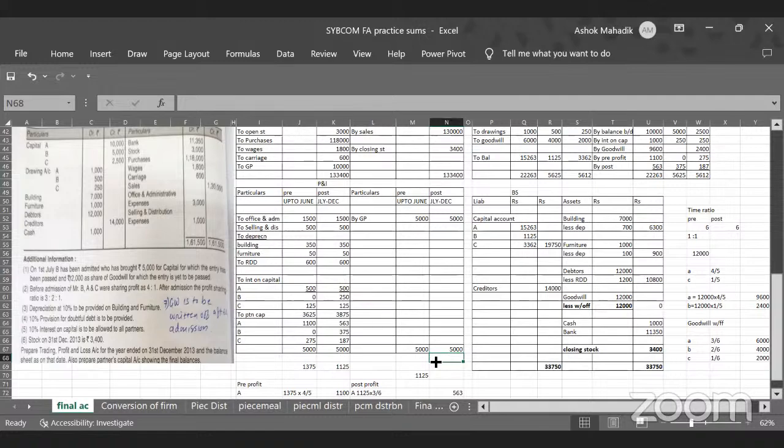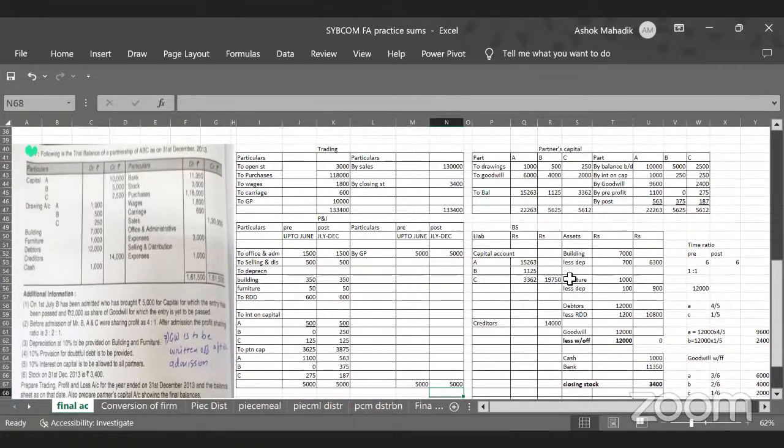Okay, pay attention. Goodwill is very important. So I'll read the adjustment. On 1st July, B was admitted, who has brought 5,000 for his capital, with the entry for which already passed. So we can see in the trial balance, below the capital heading, B's capital is already recorded as 5,000. So we can directly post in the capital accounts of all three partners, A, B, and C.